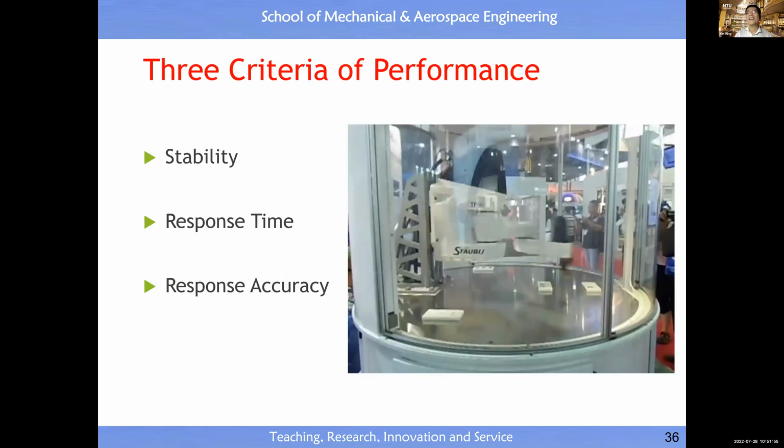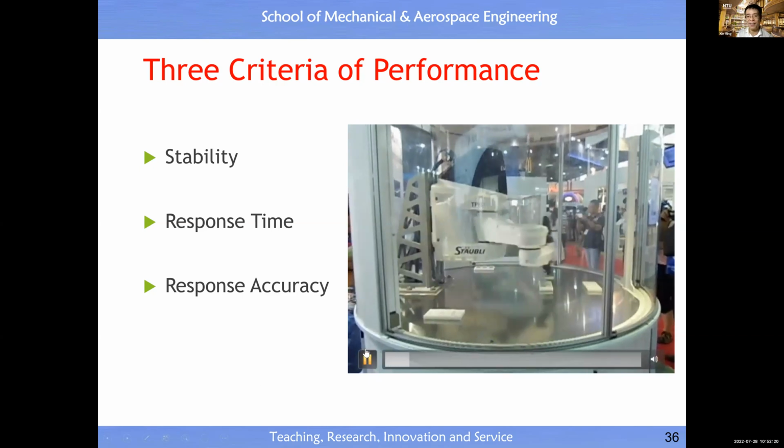Stability is easier because once you come up with the design of the robot, your robot must be stable. Otherwise, your robot becomes crazy. We have crazy human beings, but we should not produce or invent a crazy robot, because a crazy robot is useless, John. Then after that, we must make sure the response time is very short. Now you see this one.